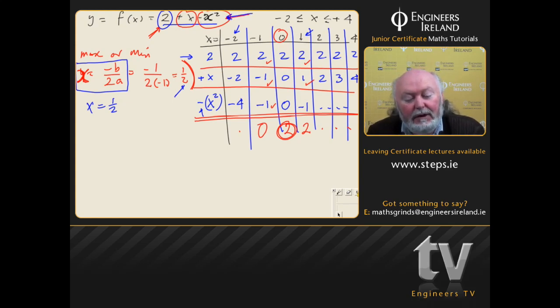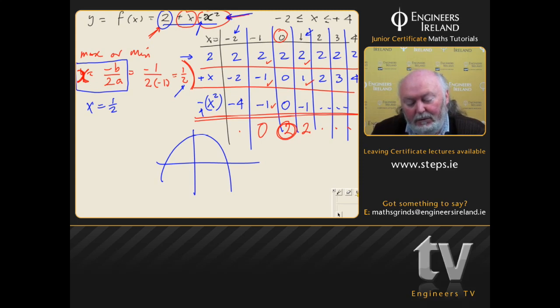Do you notice how we have a negative in front of the x squared? How is that going to work? It has to have this kind of a shape on it. So when we put in x equal to a half, we will find the biggest one.